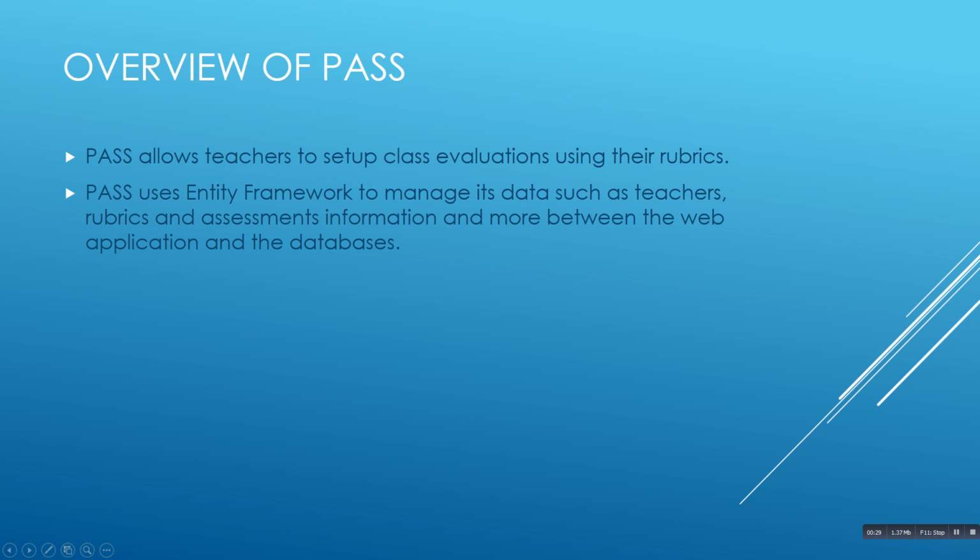So what is PASS? It's a system that allows teachers to set up class evaluations using their rubrics. PASS uses Entity Framework to manage its data between the database and the application. PASS allows teachers to schedule these evaluations at a certain time, and it also allows students to evaluate one another and the teacher to retrieve all those marks and have it displayed in an easy-to-read report.